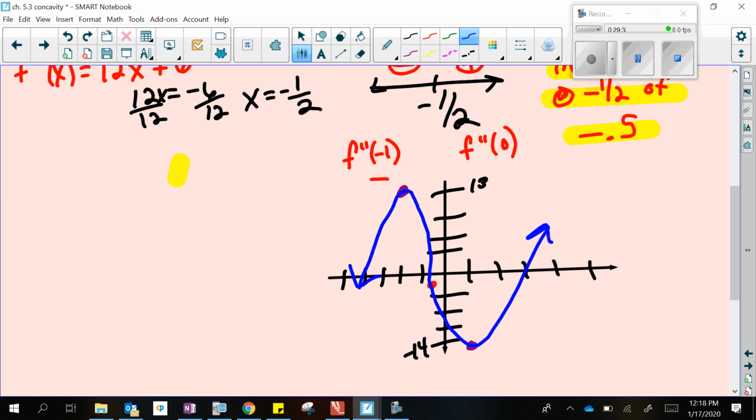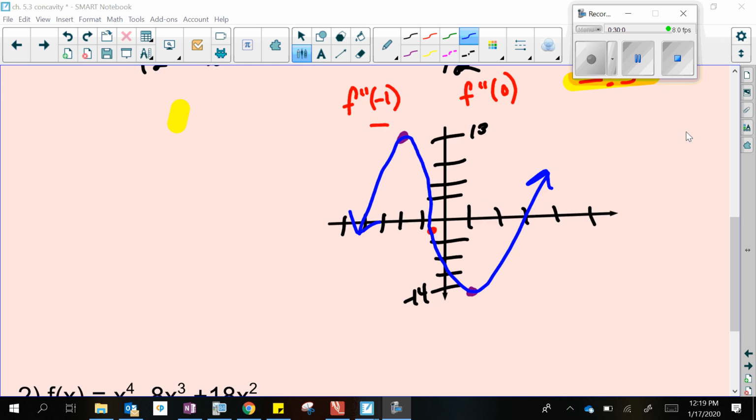Inflection points are definitely harder to identify just looking at a graph, but it should be somewhere, oftentimes between a min and a max. We're going to look at some that are a little bit different, that are not as obvious. Okay, that makes sense?